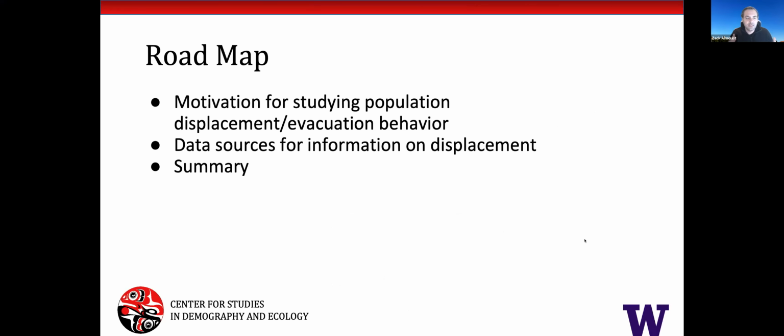All right, so I like to give everybody a roadmap, give a sense of where we're going. So basic motivation for studying population displacement, evacuation behavior. I've been working more in that area, but all these things should expand to general migration areas and issues. So think of it for your own sort of research problems. Today's focus is going to be on data sources for this sort of information. It's sort of a big data kind of flavor, and then bringing it all together.